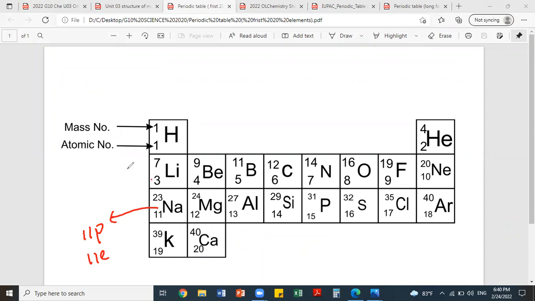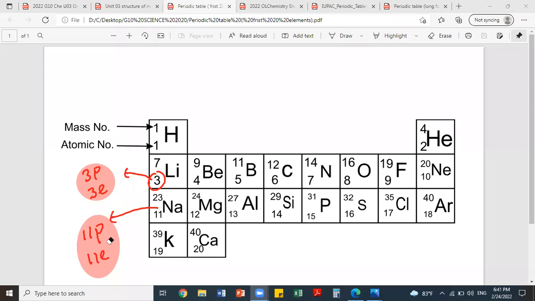If you take lithium, atomic number 3 means what? It has 3 protons, 3 electrons. Number of protons equal to the number of electrons. Right. Then let's move to the next number. What are the two important features here? One is proton and the other one is electron.